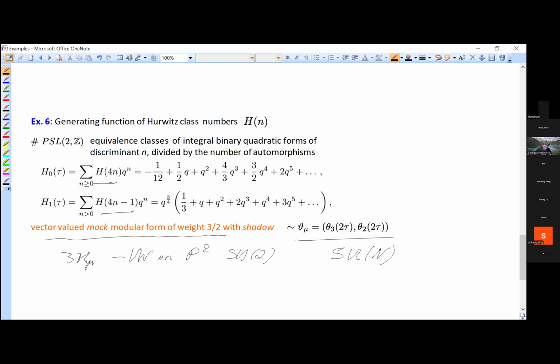And for the group SU(N), you expect the modular vector to have n components. So for SU(2), it's 2. All right. And so the modularity in physics language corresponds to duality. Yes. Okay, thank you.